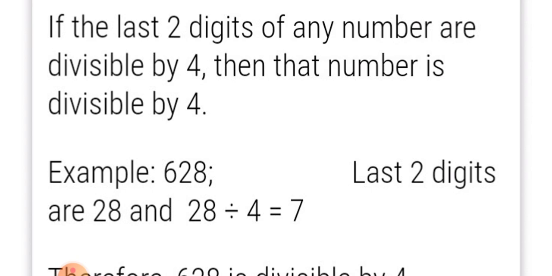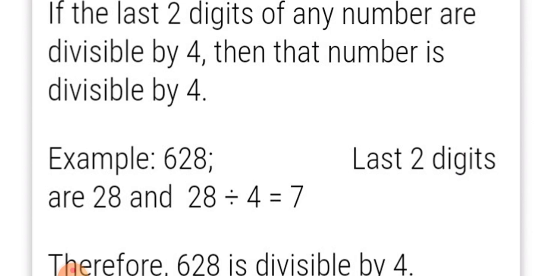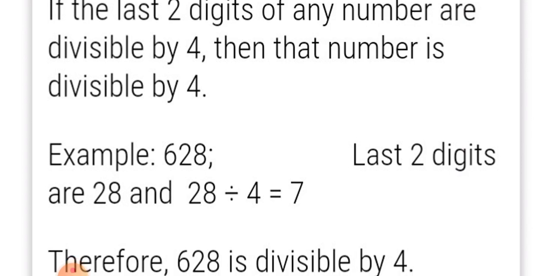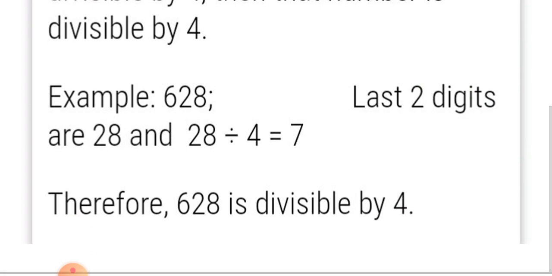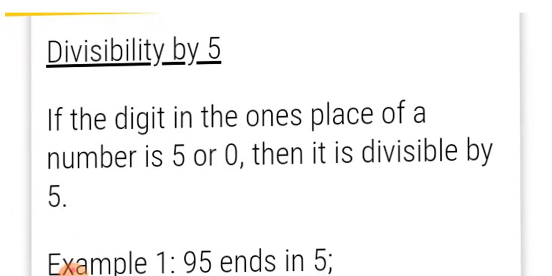Clear, children? Look at this number 628. The last two digits are 2 and 8, isn't it? We can take them together as 28. So you check whether 28 is divisible by 4 or not. Yes, the number 28 comes in 4's table, isn't it? 7 fours are 28. So it is divisible. Now, this shows that the whole number, that is 628, is divisible by 4. Clear, children? Now we are moving to divisibility by 5.